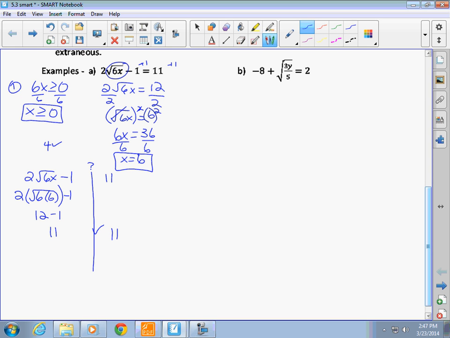And it really helps when you're doing this to put a box around your restrictions and put a box around your final solution so that I can easily pick out which is the right answer.